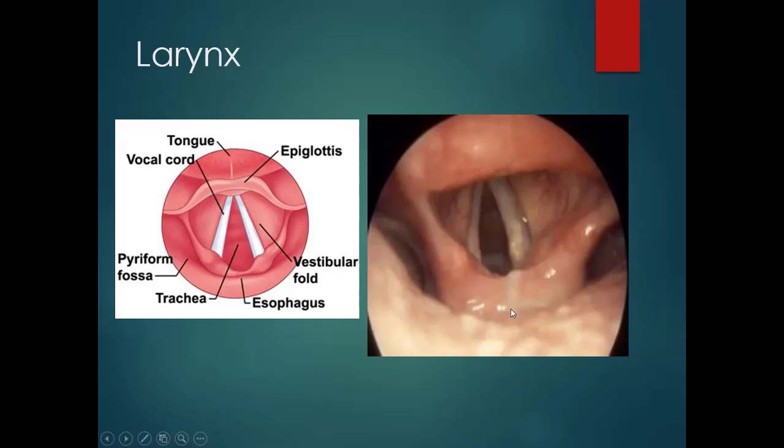This area is called the interarytenoid area, and this is the posterior pharyngeal wall, and the space here will lead into the esophagus. The same is shown in the diagram here. The vocal cords in white, then the arytenoid cartilage, the aryepiglottic fold, the epiglottis, and in front of the epiglottis, the tongue would be there. And piriform sinuses would be on either side of the larynx.